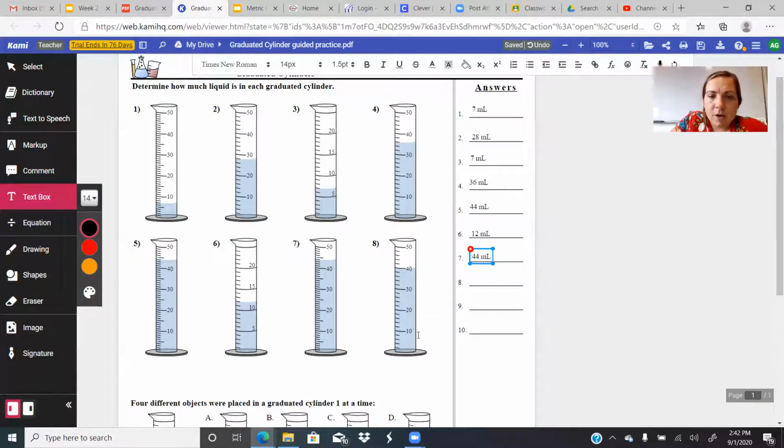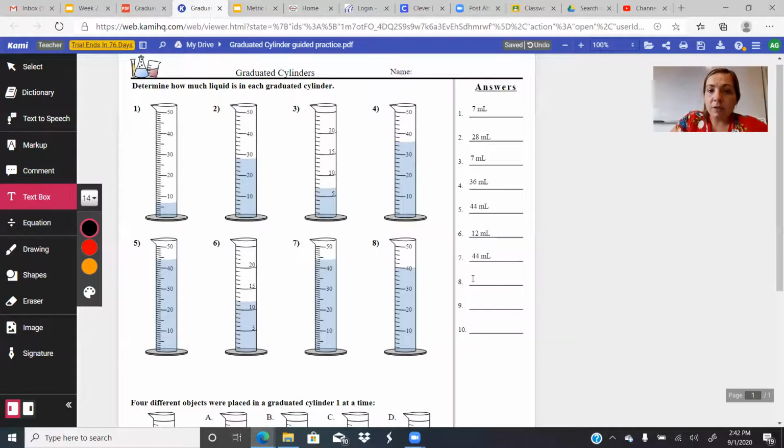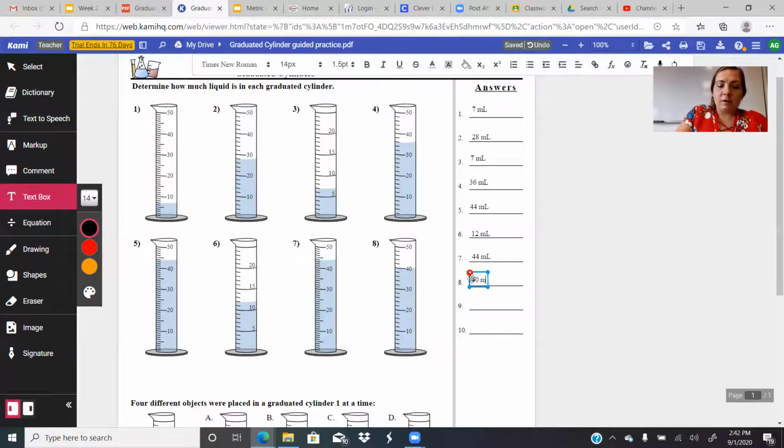All right, here we got 10, 20, 30, 40. Are they counting by ones? I'm not sure, but guess what? Lucky enough, it lands right on the big number. So I know this is 40 milliliters.